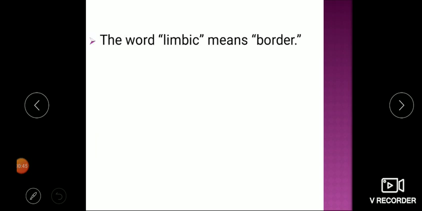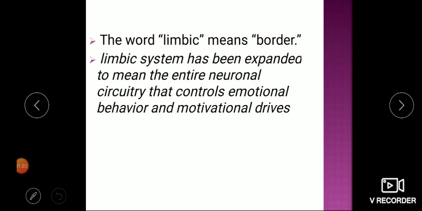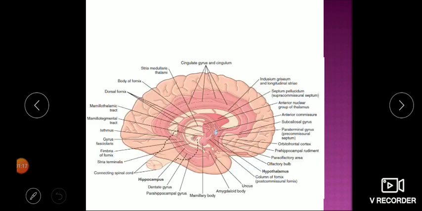So let's start with the word limbic, which means border. So it is basically the border of the cerebral cortex. That area altogether is called the limbic system. Different nuclei collectively are called the limbic system. The limbic system has been expanded to mean the entire neuronal circuitry that controls emotional behavior and motivational drives. So it's basically the emotional center of the brain.